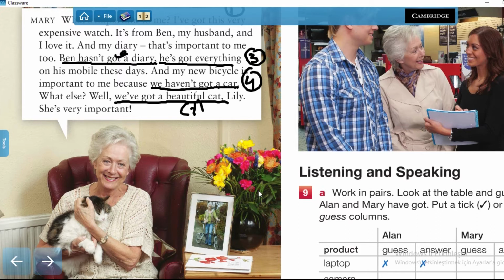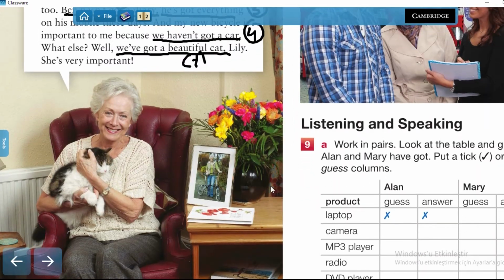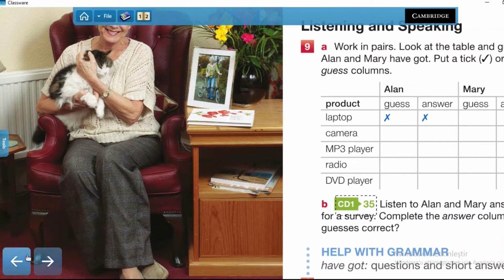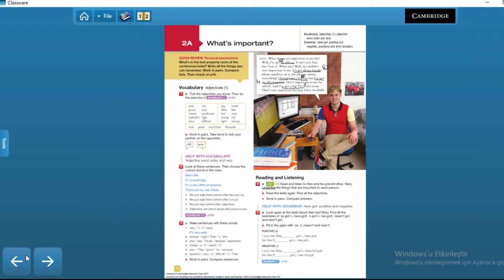And my new bicycle. So new is another adjective. And important, we haven't got a car. Well, we've got a beautiful cat. So beautiful is the last adjective on Mary's text. Here we go.